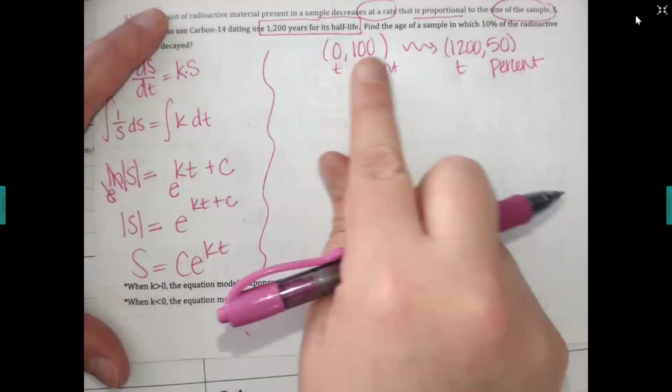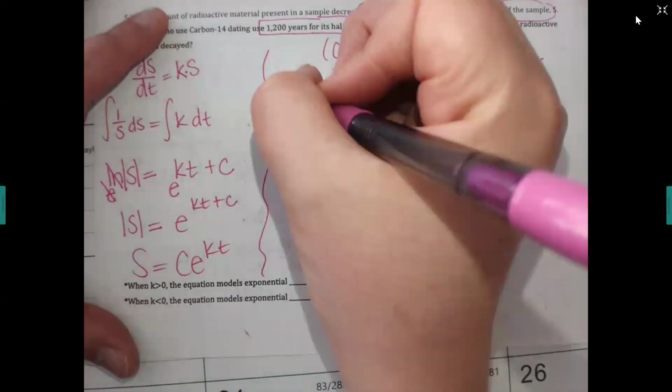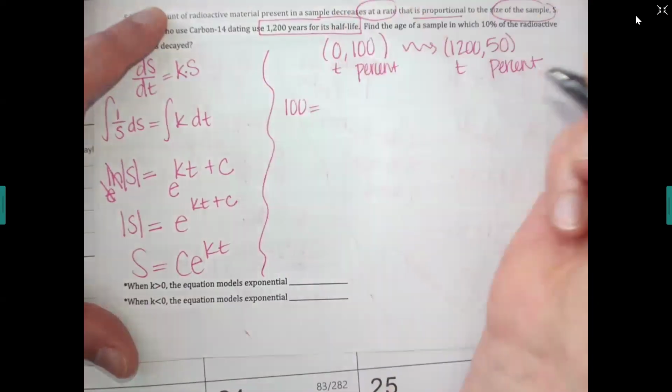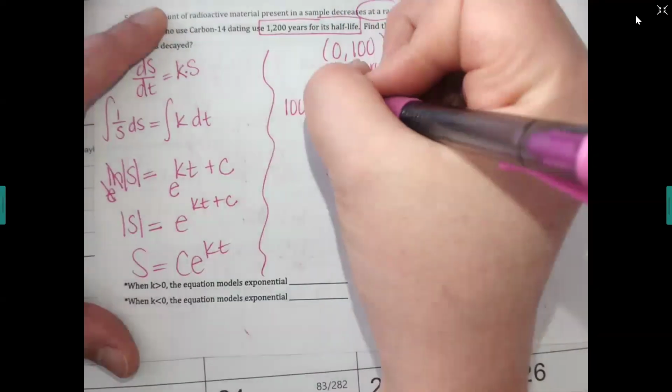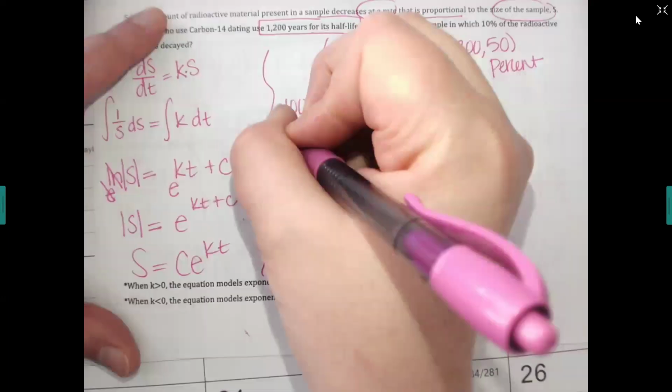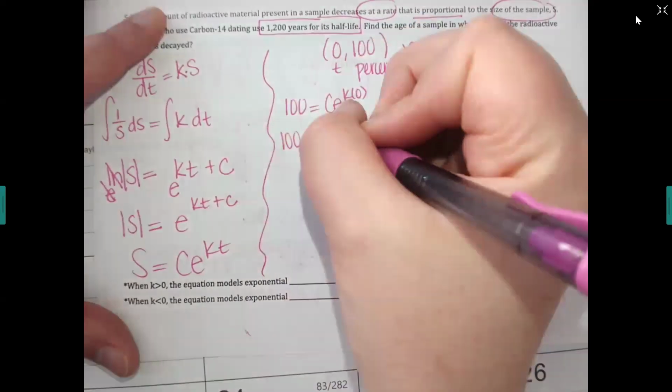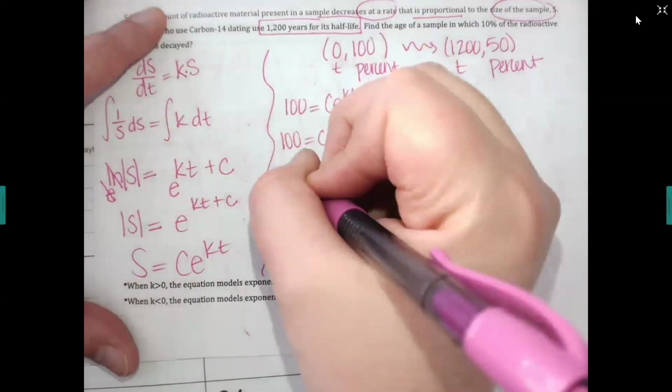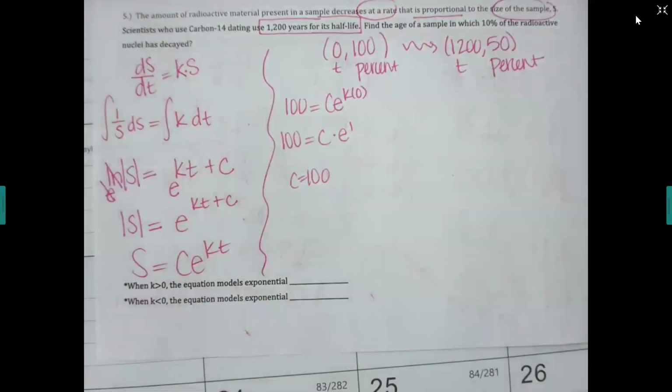The one with the 0 or the one with the 1,200? The 0. So it'd be sample size is 100% equals Ce to the k times 0. But then we know that k times 0 is just 0 and e to the 0 is what? So C times 1, which means my C is 100.